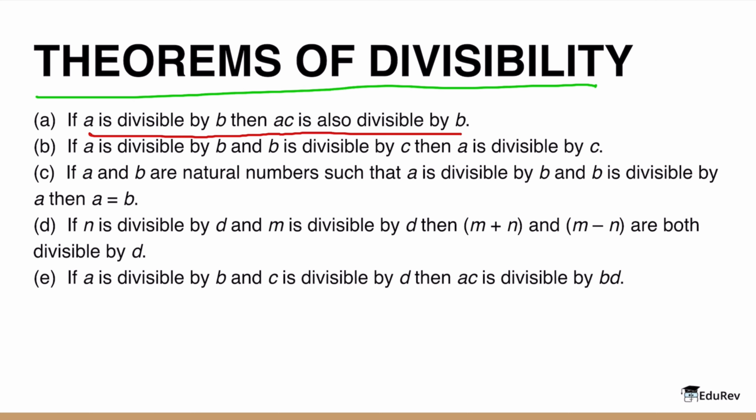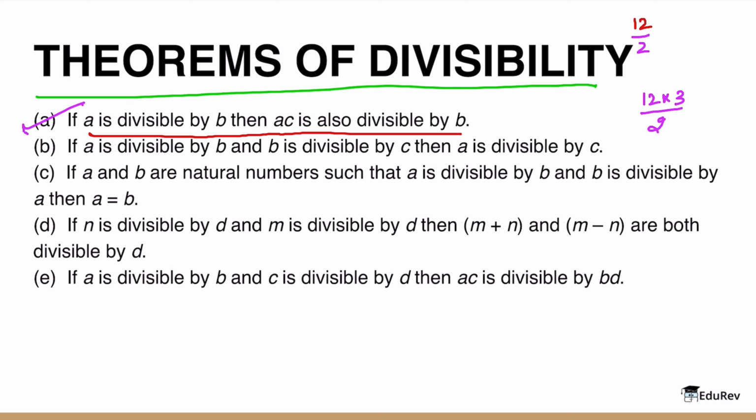Like for example, if there is a number 12, I can say that 12 is divisible by 2, which is correct. And if I take like 12 multiplied by 3, then obviously this number is also divisible by 2. So therefore A holds true.